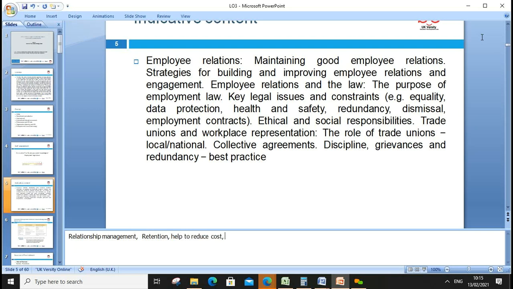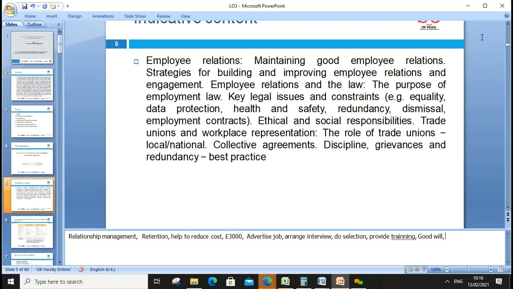Why is it important? Because it helps to reduce the cost. Think about every new staff member you recruit: it costs around £3,000. How? You have to advertise the job, arrange interviews, do selection, provide training, and many people are involved. So approximately it costs £3,000 in this whole process. That's why we want to retain staff.